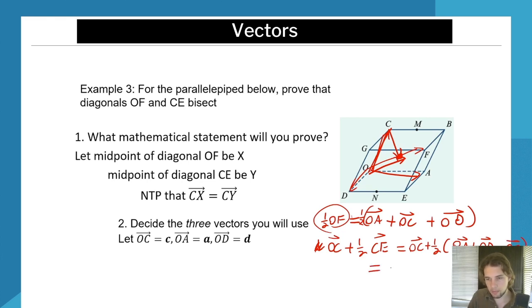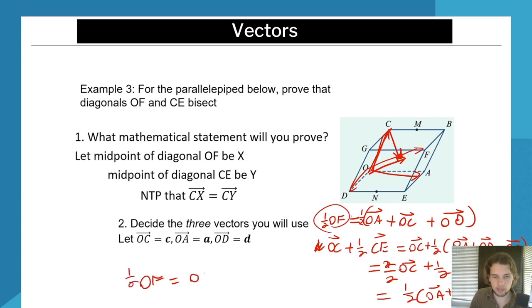which equals, same as last time, we can simply multiply this by 2 over 2, which makes it the same thing. And then we can give ourselves an opportunity to move this OC into the brackets, and that will culminate in half OA plus OD plus OC. And that's the point we end up with. So then we've proven OF is equal to OC plus half of CE. Therefore, they bisect.